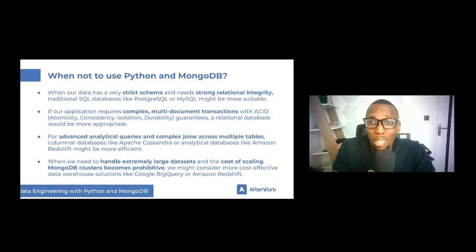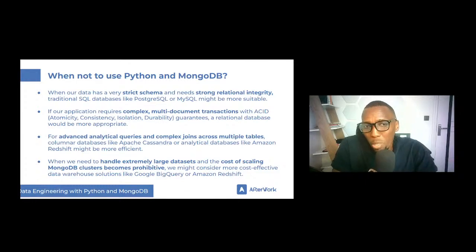If the research questions that we are solving as data engineers seem to require that kind of approach, then we can just resolve to working with relational databases. For advanced analytical queries and complex joins across multiple tables, we might opt to use other types of databases called columnar databases. Apache Cassandra is one of them. And there's also another one called Amazon Redshift.